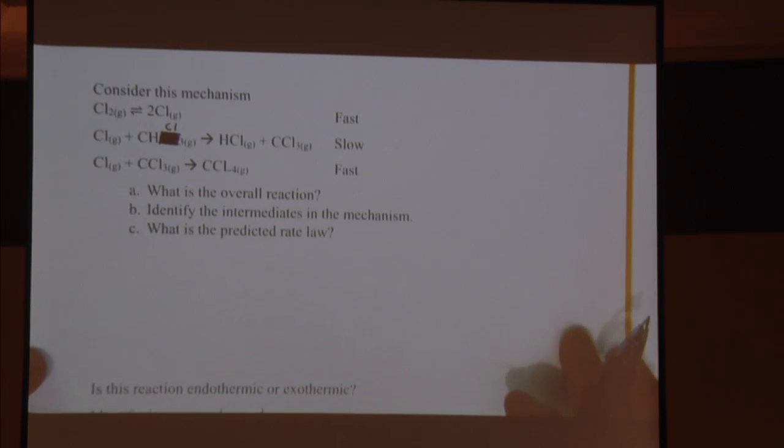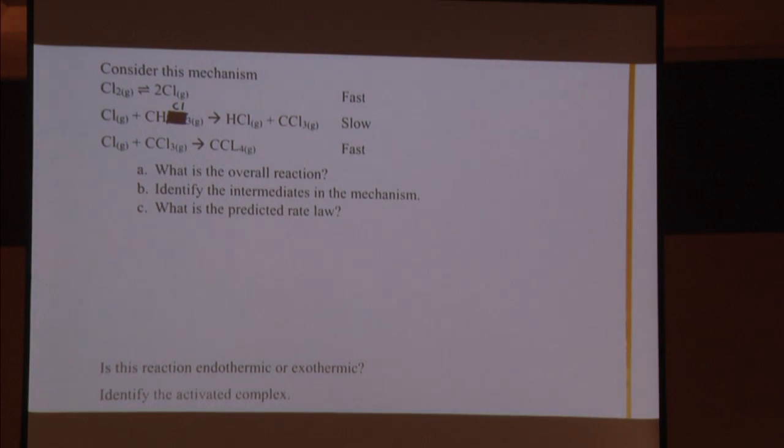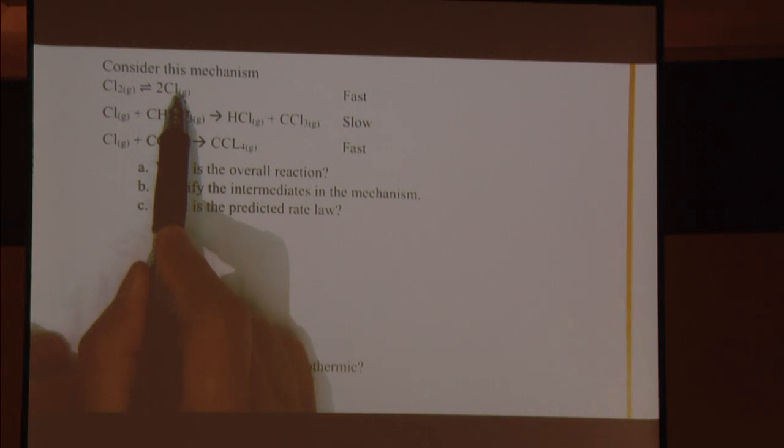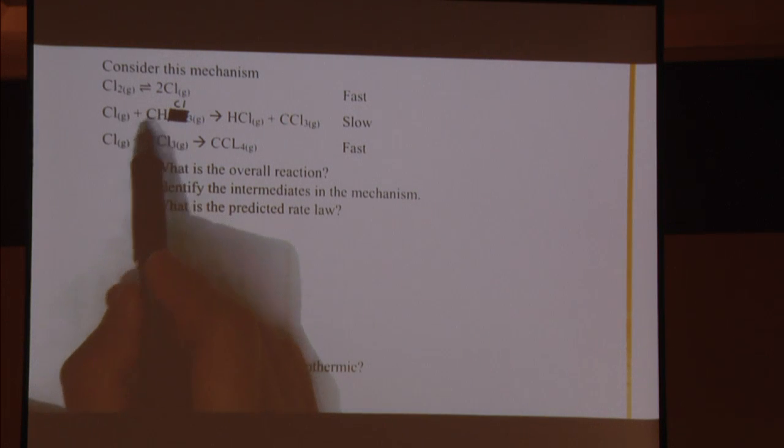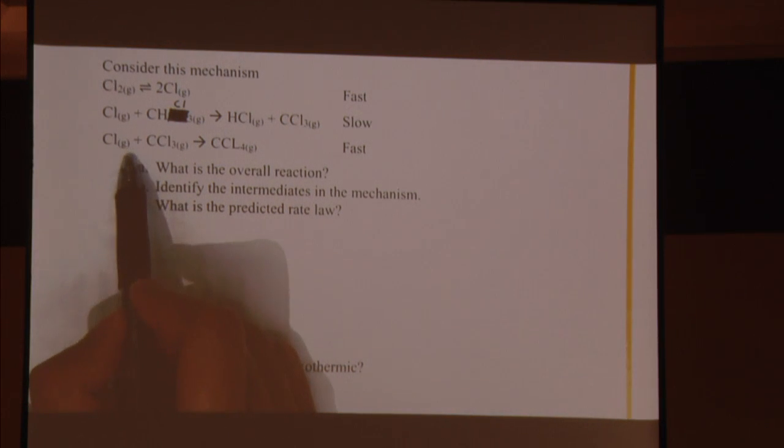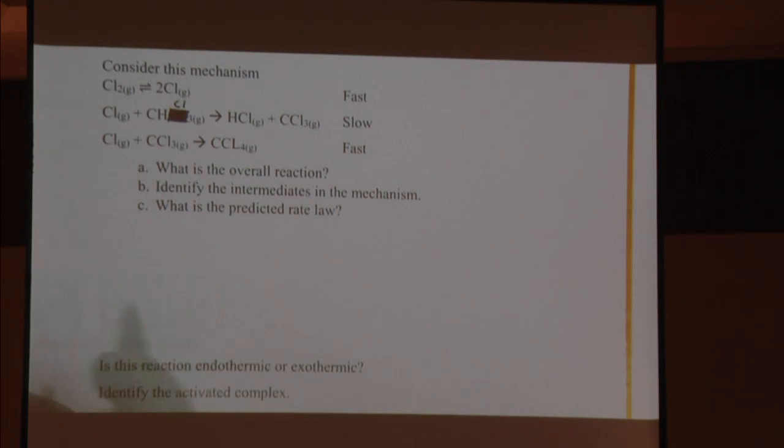Alright, this next example problem concerns a reaction mechanism. We need to find the overall reaction, identify the intermediates, and write the predicted rate law. So for this overall reaction, we need to figure out what our intermediates are and take them out. So we see here that we have a chlorine as a product on the first equation, and they are reactants in these next two equations. So chlorine is an intermediate.